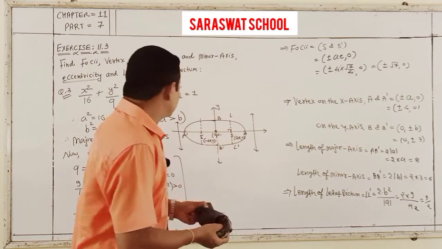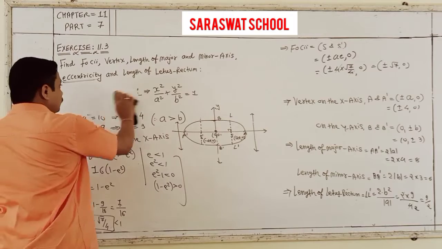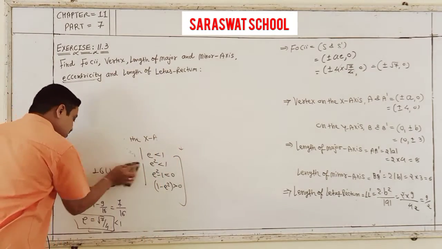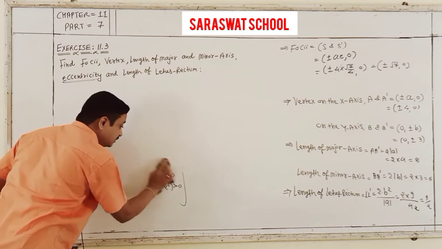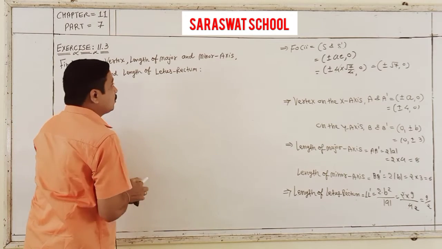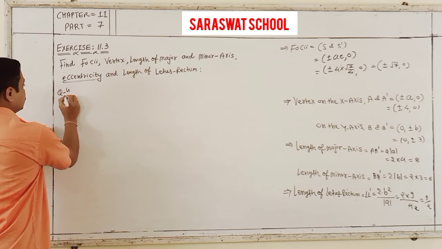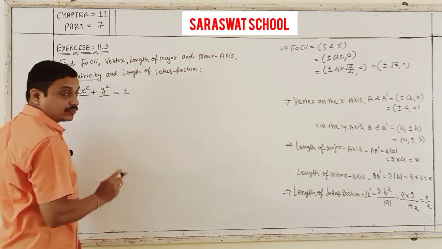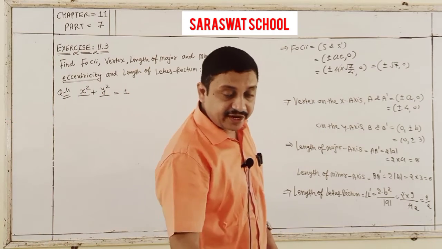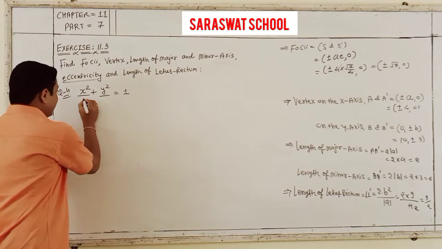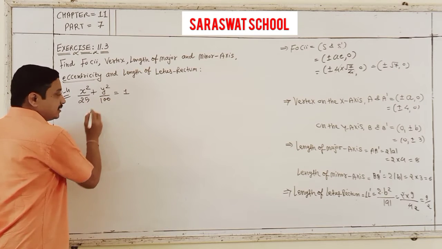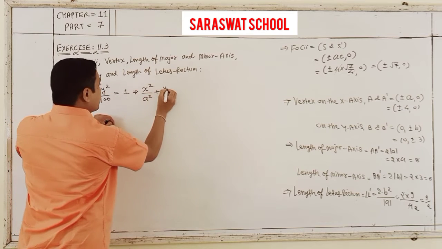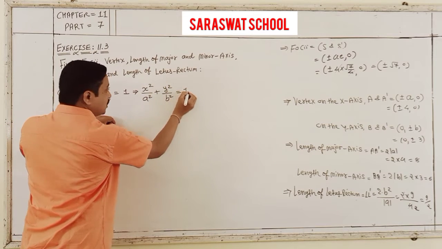Now moving ahead, question number 4. There are only 2 cases: the major axis is either x or y. And the question asks the same as now in the 4th. x square by 25 plus y square by 100. Here 25, then 100. I just compare with x square by a square plus y square by b square is equal to 1.